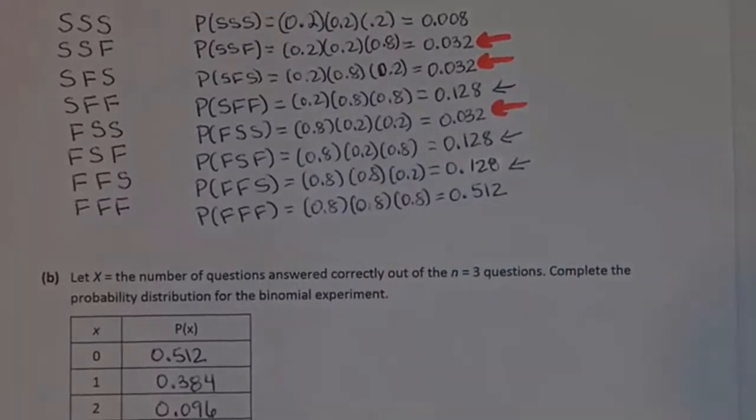That's kind of challenging. If I had 10 questions, there would be 1,024 different outcomes possible, and that would be more challenging to list all the possibilities. So let's look at the pattern of what's going on.